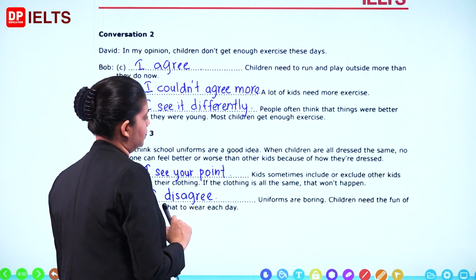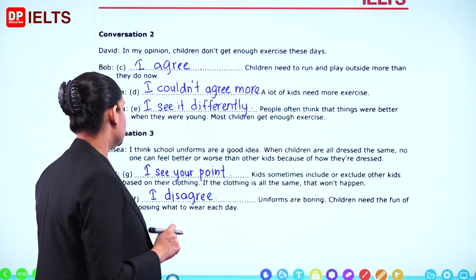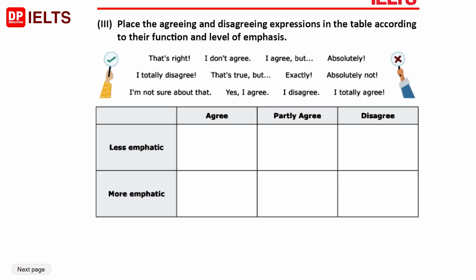Right? Uniforms are boring. Children need the fun of choosing what to wear each day. Right? Place the agreeing and disagreeing expressions in the table according to their function and level of emphasis.